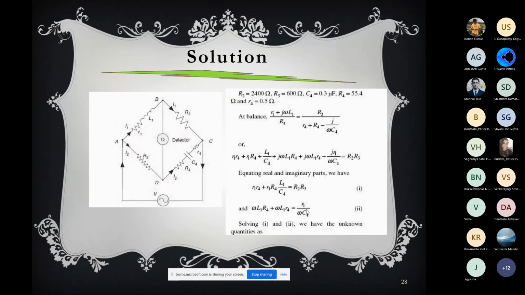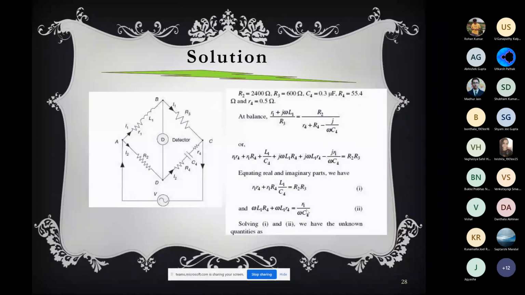And one thing you note is that the EMF of V is not so important. That is why it is not mentioned here. It is only important that you need to limit this E so that the power dissipation is under control and there is no damage to the circuit components.